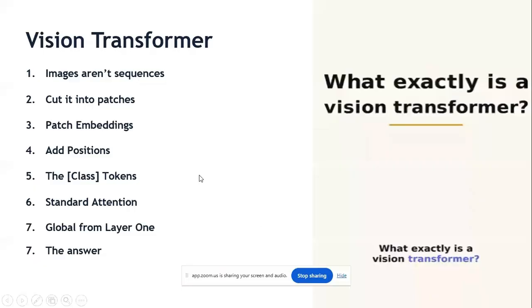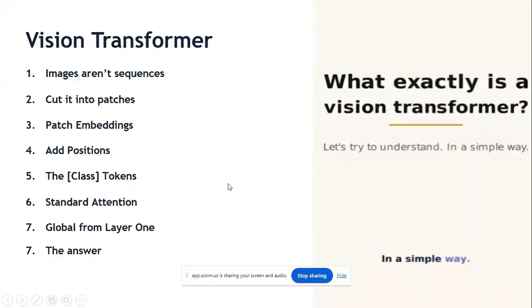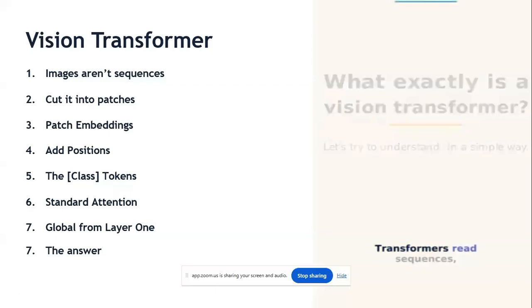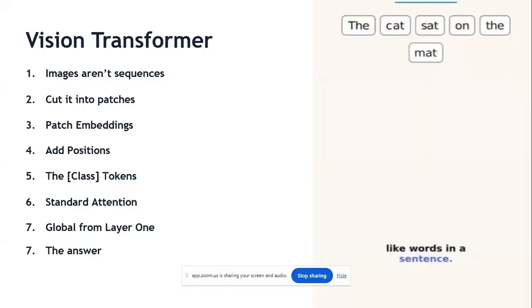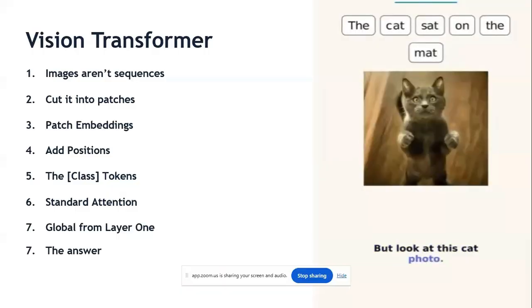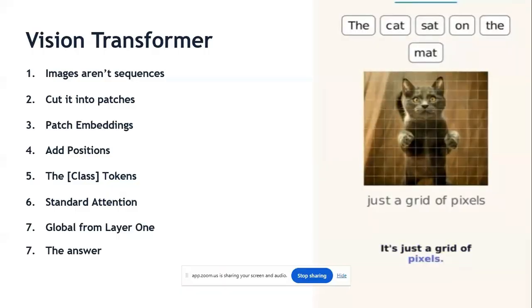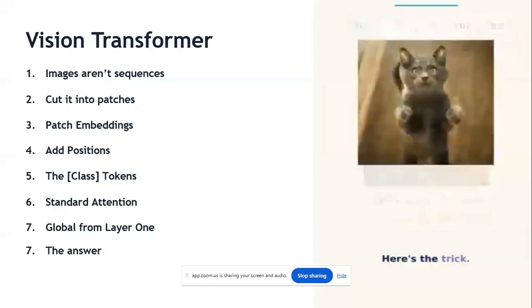Let's try to understand in a simple way. Transformers read sequences like words in a sentence, but look at this cat photo. It's just a grid of pixels, not a sequence. Or is it? Here's the trick.